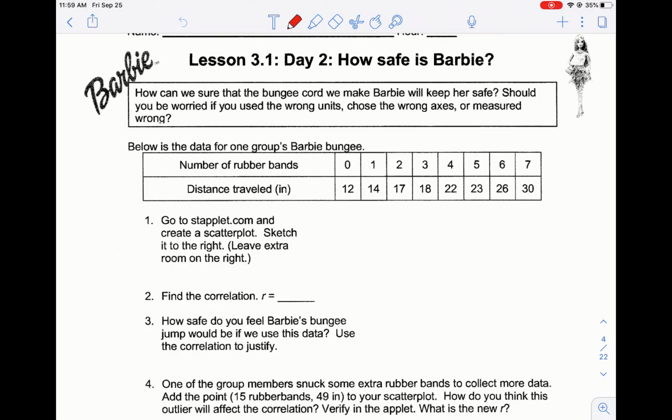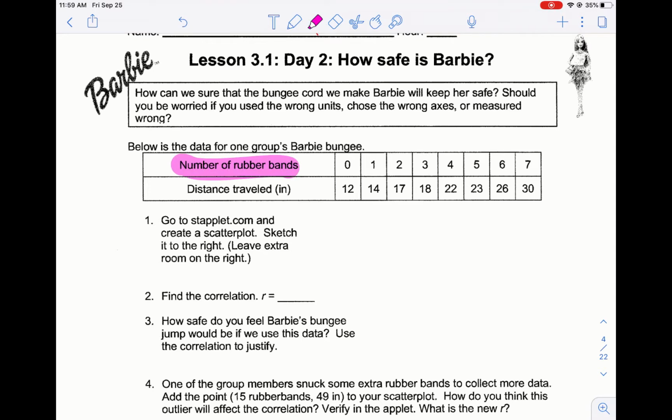We're going to talk about how safe is Barbie, and that's going to involve us talking about making a scatter plot on the TI-83 or 84. It's going to involve us talking about doing a Duff's analysis of that scatter plot and also exploring the effect of outliers on a given scatter plot. So let's go. Here's some data.